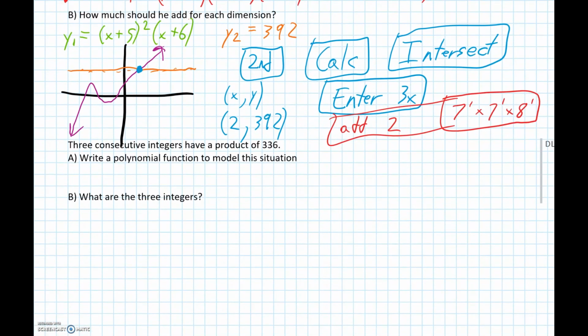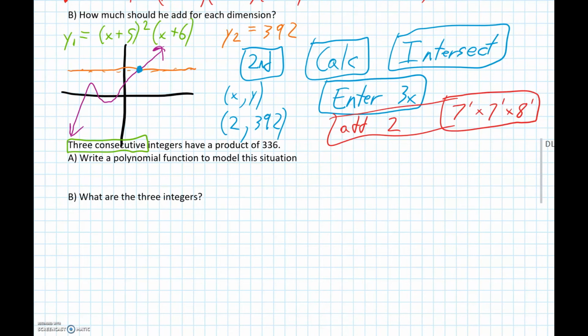All right, let's take a look at this next one here. 3 consecutive integers have a product of 336. Write a polynomial function to model this situation. So, 3 consecutive. Like always, if you guys can pause the video, try it out yourself. That would be better. I'm going to go ahead and do this for you guys. Pause it whenever you want.